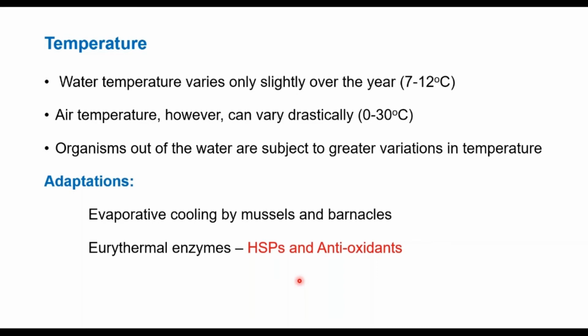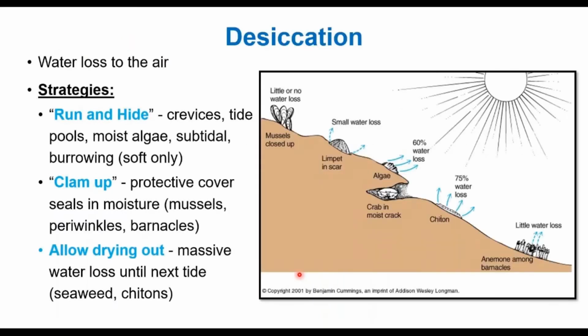Whenever the mussels or barnacles or oysters close, they store a certain amount of water inside their shells, in the mantle cavity, which can hold a certain amount of water. And another mechanism is eurythermal enzymes. Eurythermal enzymes are nothing but the heat shock proteins and antioxidants such as superoxide dismutase, catalase, and certain vitamins that can help to protect these organisms from the extreme temperatures.